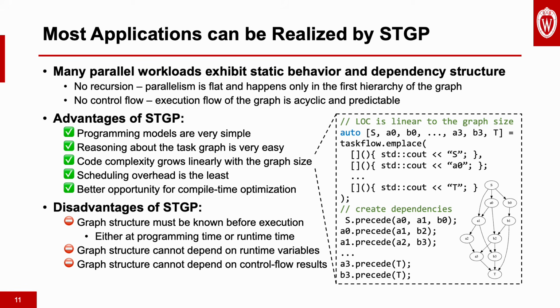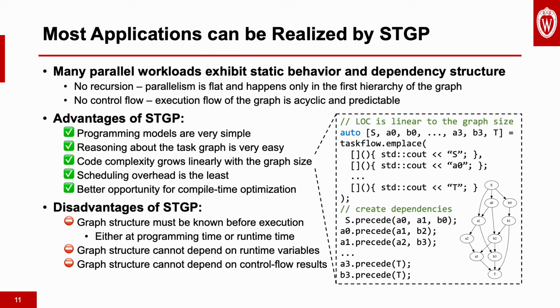Most applications can be realized by static task graph programming because many parallel workloads exhibit static behavior with a fixed dependency structure. There's no recursion, parallelism is flat and happens only in the first hierarchy of the graph. There's no control flow either. The execution flow of the graph is acyclic and predictable. That brings the following advantages of STGP.